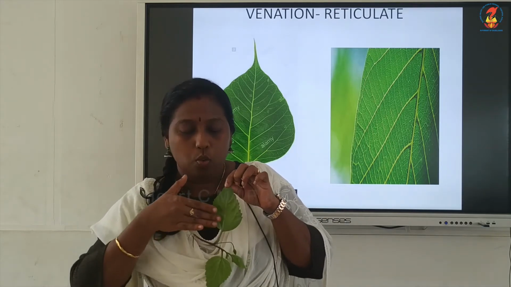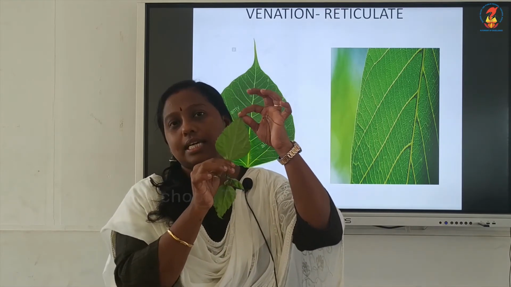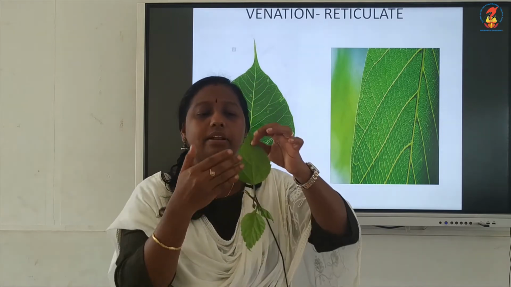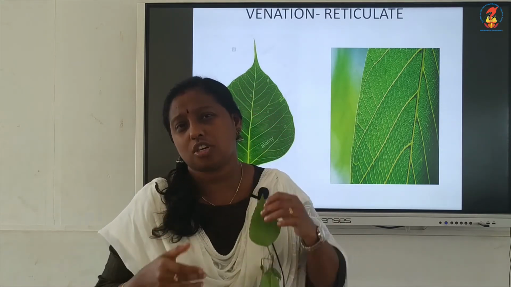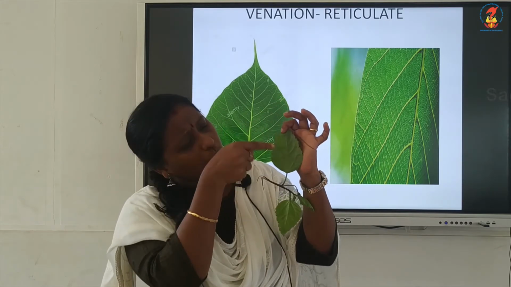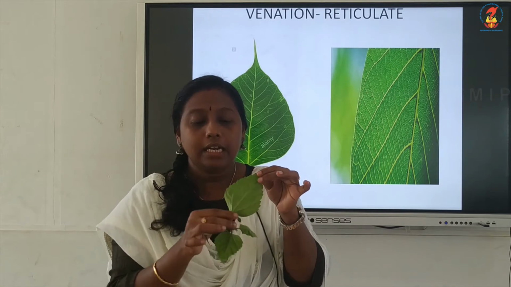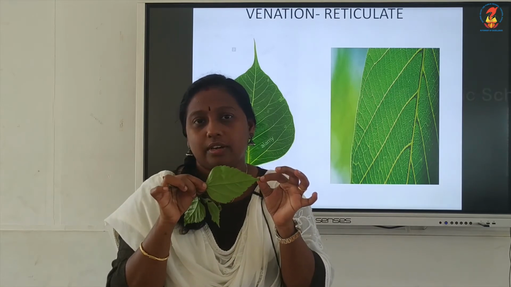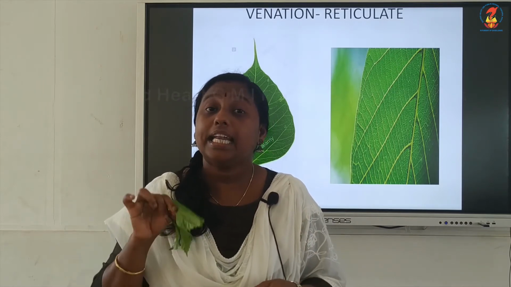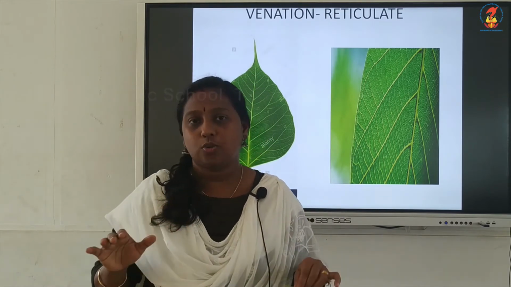Now, all these veins, the midrib along with the side branches, are arranged in each and every leaf in a different pattern. In some leaves, they will be arranged to form a network structure like this. See, it's forming a network. So many branches are there for the veins. Such an arrangement of a leaf where the veins are all forming a network, you call it as reticulate. So reticulate means network.